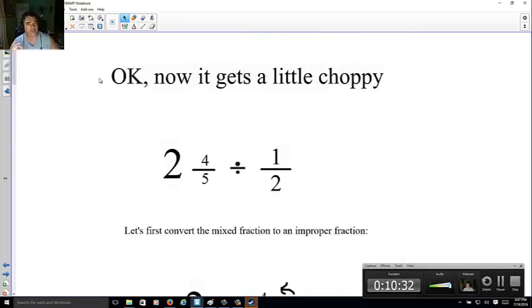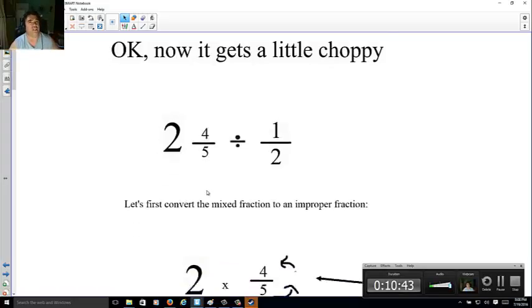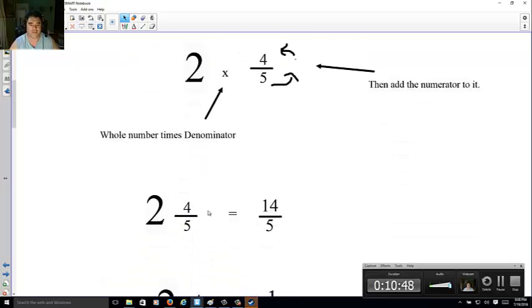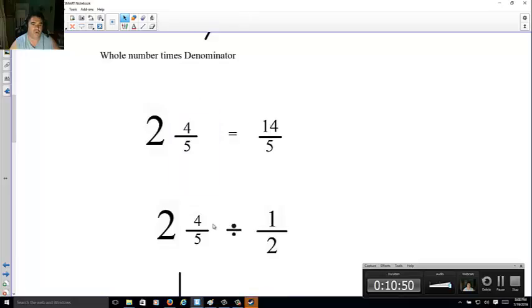Okay, now it gets a little choppy because we're going to do both things at once. We're going to take this here. Remember, we don't flip the first one, but you do want to make it into an improper fraction. So 2 times 5 is 10, plus 4 makes 14/5. So remember, 2 times 5 plus 4 makes 14. We just kind of covered that. This, remember, you flip. So 2/1.